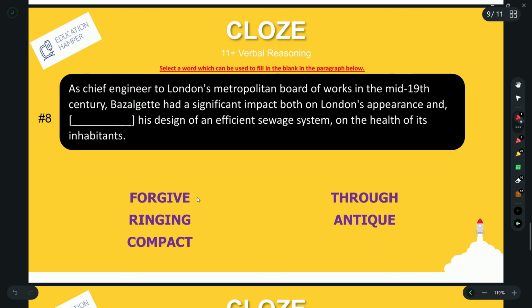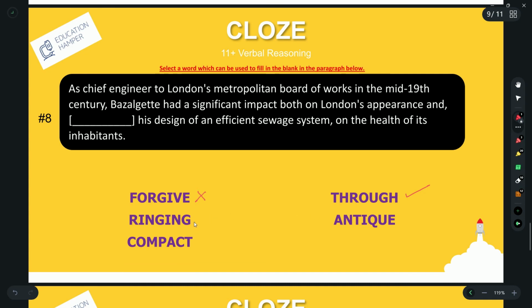So what word could fit here? Forgive. Forgive his design. I don't think anyone was forgiving this design because it had a good impact. It had an efficient sewage system, which seems to have had an effect on the health of its inhabitants. So there's no context here about forgiveness for his design. That doesn't seem right. Through: had a significant impact both on London's appearance and through his design of an efficient sewage system on the health of its inhabitants. So that sentence flows. It seems to be the correct word at the moment.